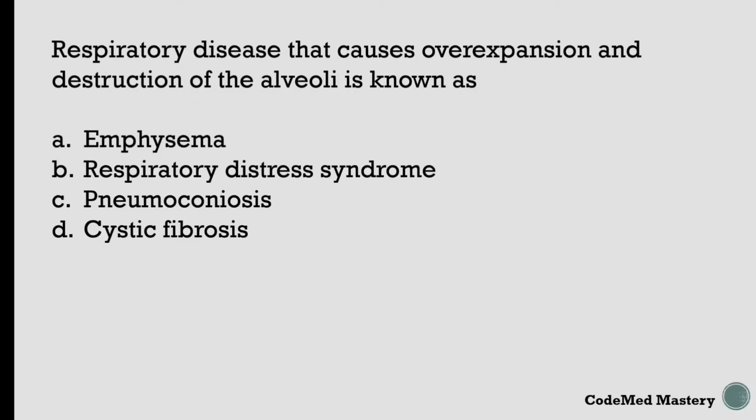Next question. Respiratory disease that causes overexpansion and destruction of the alveoli is known as? Option A emphysema, option B respiratory distress syndrome, option C pneumoconiosis, option D cystic fibrosis. The right answer is option A emphysema.